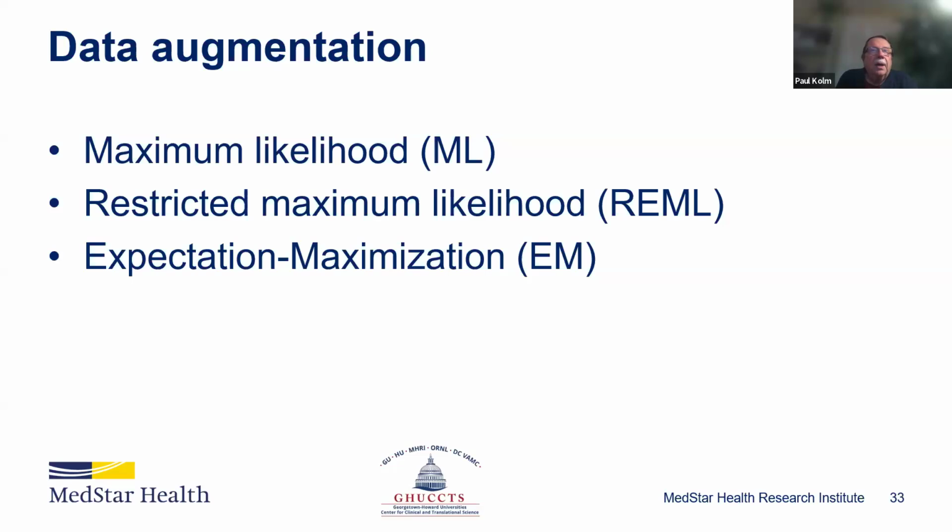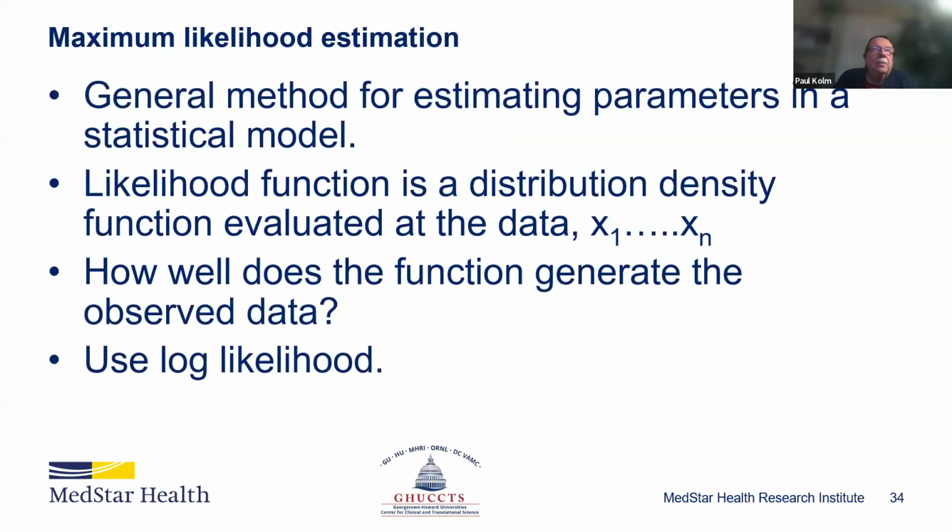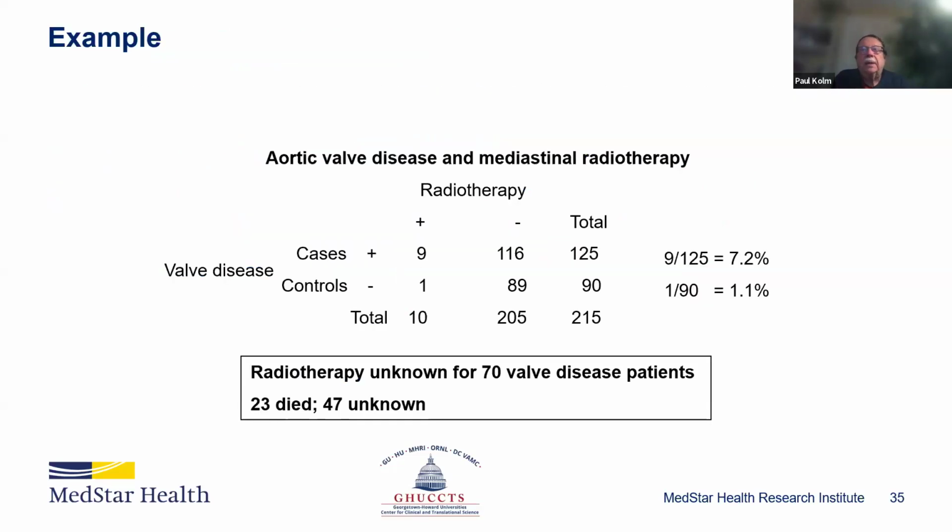And so what a maximum likelihood or likelihood function does is it's a distribution that's evaluated at the data, and basically we want to see how well the function generates the observed data. And as I think I mentioned before, we can use the log likelihood test to see if there's a difference between the methods. So let me take an actual example here with numbers in it.